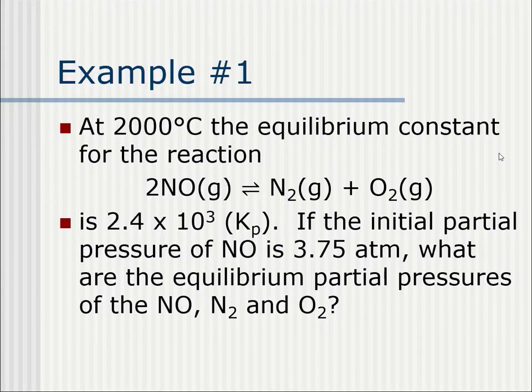So let's look at our first example. Example number 1: at 2,000 degrees, which is really just to make sure these compounds stay as gases and are very active gases, the equilibrium constant for the following reaction is 2.4 times 10 to the third, and that is the Kp. If the initial partial pressure of nitrogen monoxide is 3.75 atmospheres, what are the equilibrium partial pressures of everything in the end?